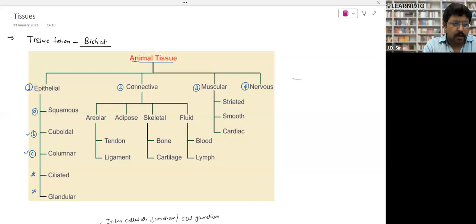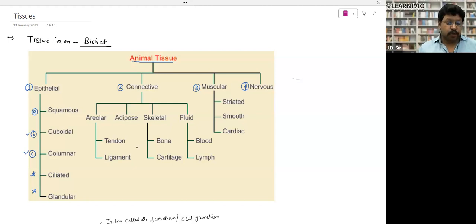Okay. Now, further, connective tissue. Connective tissue is further divided into areolar, adipose, skeletal, and fluid. Look, areolar tissues are those tissues where there is a gap between the cells. There is no air in the gap; in the gap, there will be some liquid-like, fluid-like structure. So they are called areolar tissue.